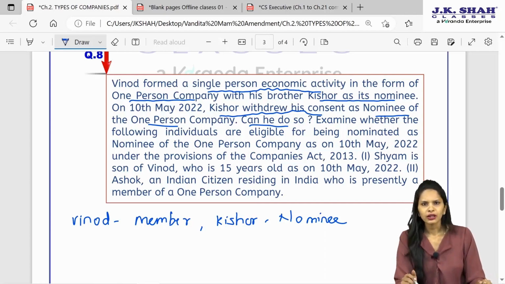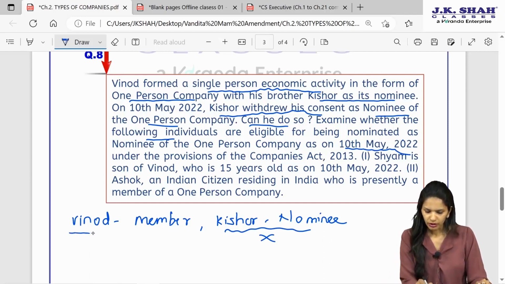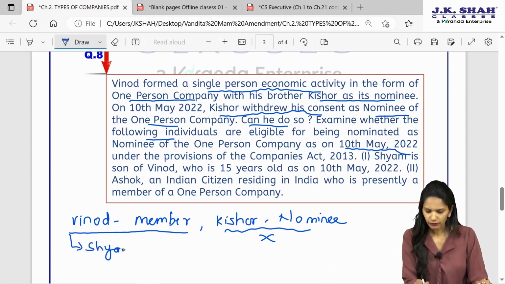Yes, the nominee can withdraw the consent. So, the nominee has withdrawn the consent. Okay, so now Kishore is no longer the nominee. So, what is the requirement? We need to appoint a nominee. Examine whether the following individuals are eligible for being nominated as nominee of the OPC as on 10th May 2022. So now Shyam is the son of Vinod. Okay, so who is the first candidate? The first candidate is Shyam, who is the son of Vinod. Okay, and as on 10th May, he is 15 years old.